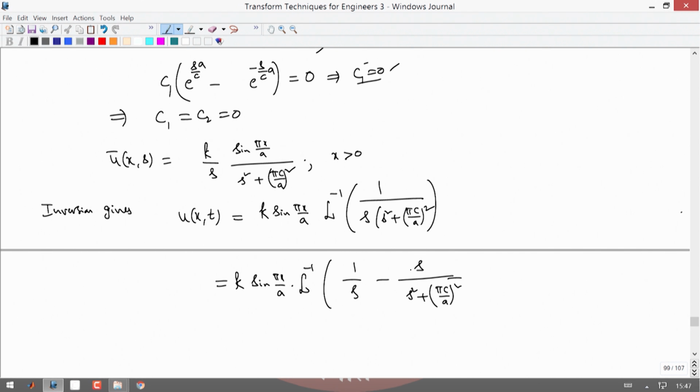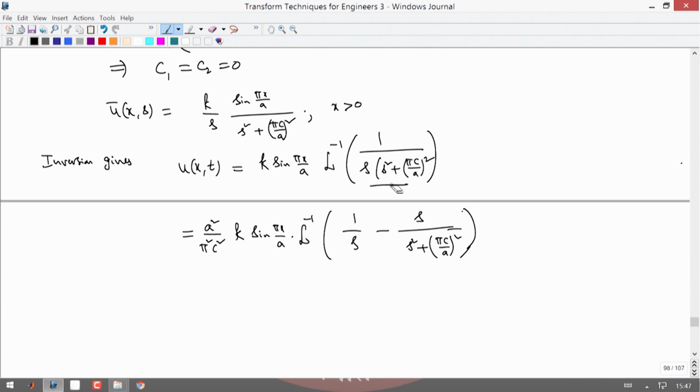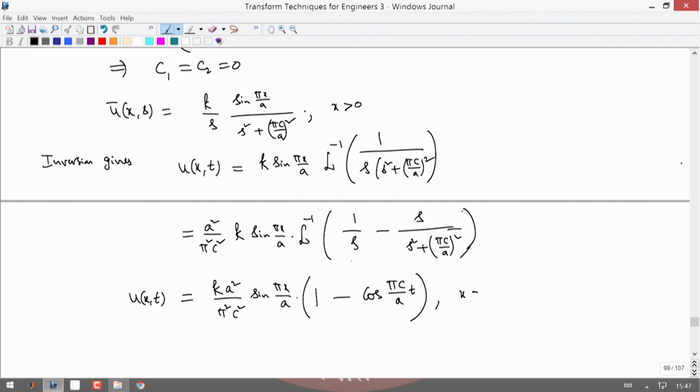So, this one minus s, if I do, you end up getting this whole thing into π²c²/a². If you multiply here a² by π²c², then this is the same as this one. So, you have k a²/(π²c²) sin(πx/a). The Laplace inversion of 1 by s is 1, and then the remaining is cos(πct/a). Okay. So, this is exactly the solution you are looking for, x positive and t positive. So, this is the solution.